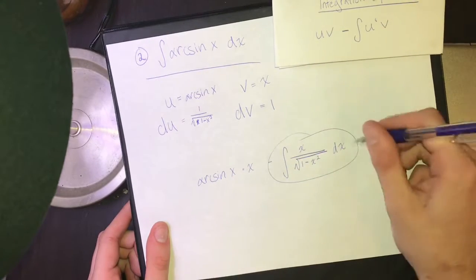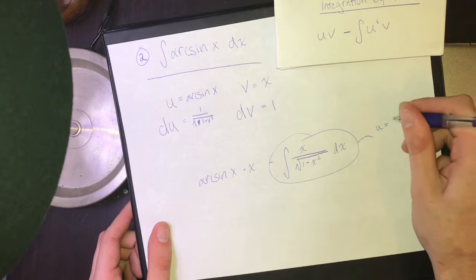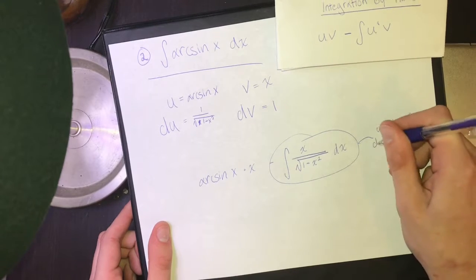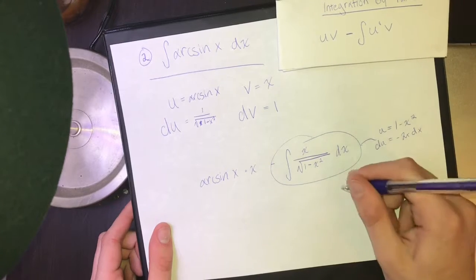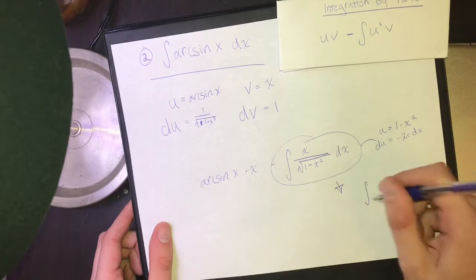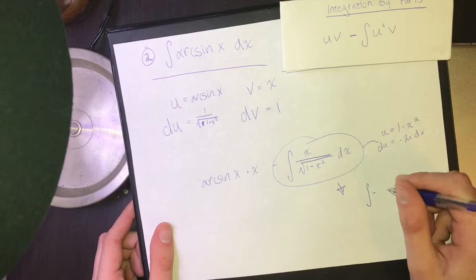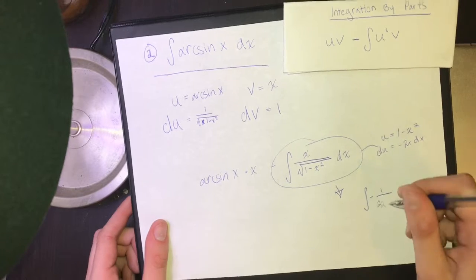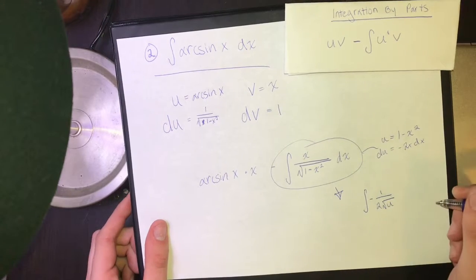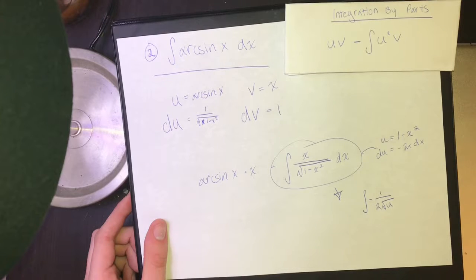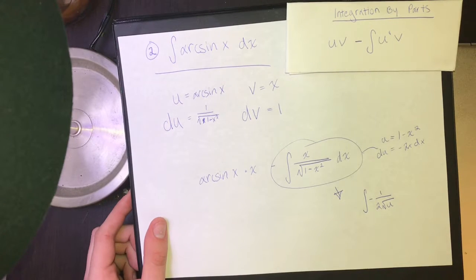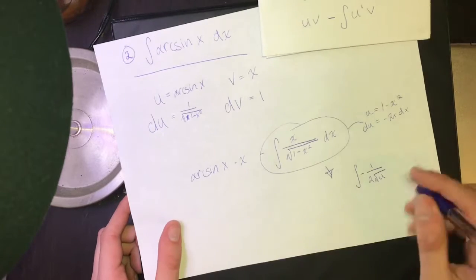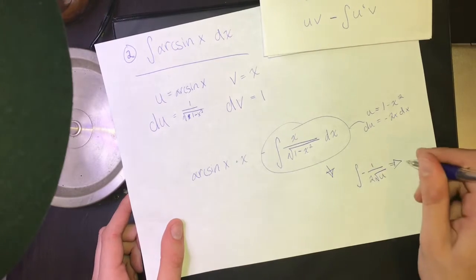So now we're going to have to take that integral off to the side and use u substitution, with u equaling 1 minus x squared, and du equaling negative 2x dx. So that'll give us a new integral of negative 1 over 2 square root of u. So when you simplify that and you plug your x back in for u, you end up with minus the square root of 1 minus x squared.